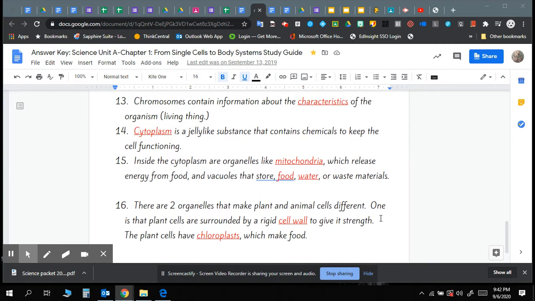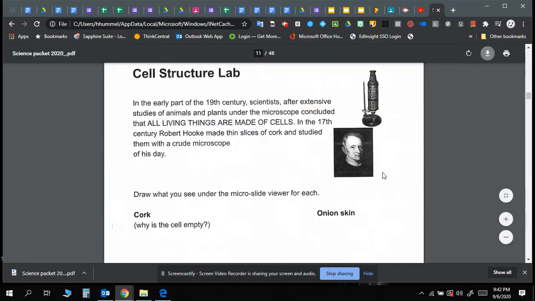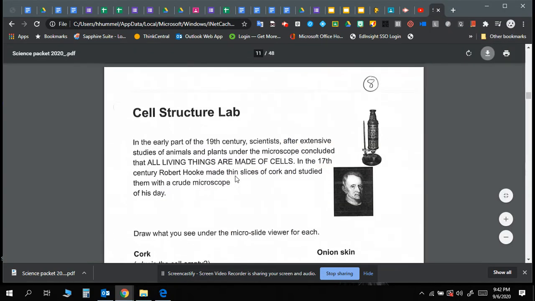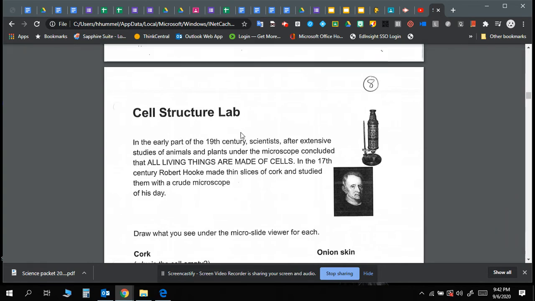Okay, so after you've corrected them, you can unpause your video. And then I'd like you to go to page 8 in your science packet. It looks like this. It's called Cell Structure Lab. We're going to do our cell lab today. So I want you to go ahead and find that.